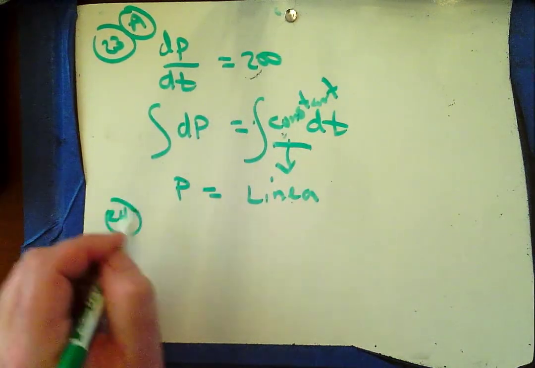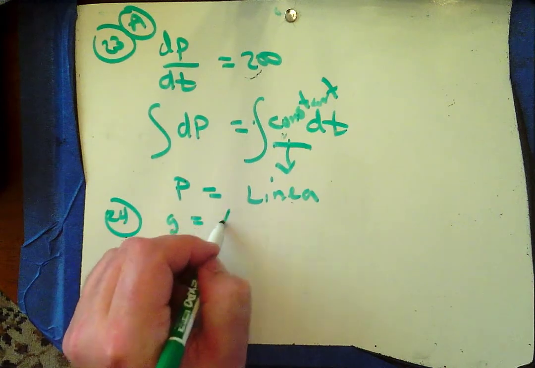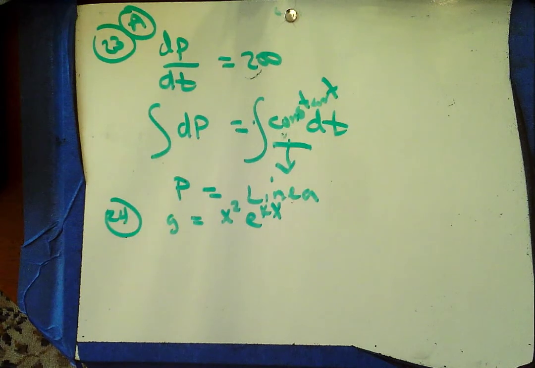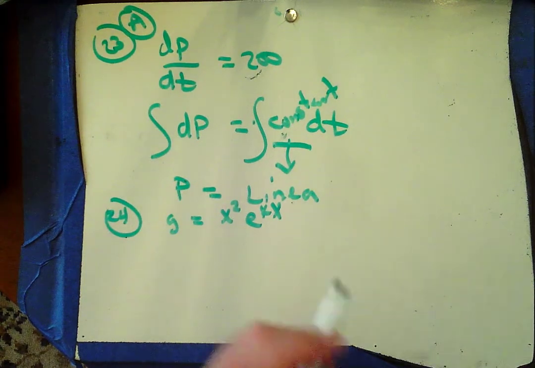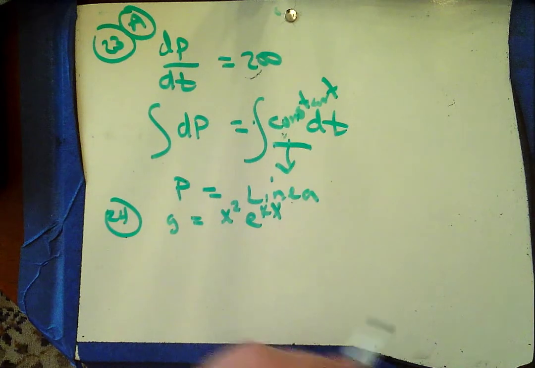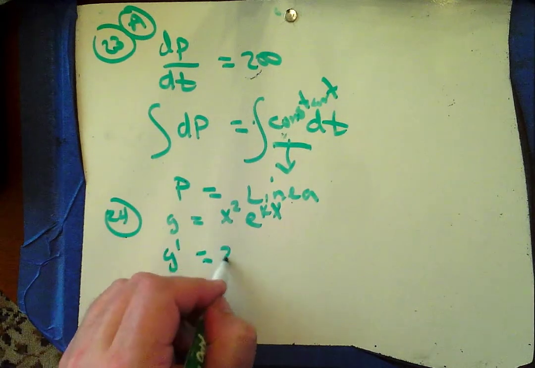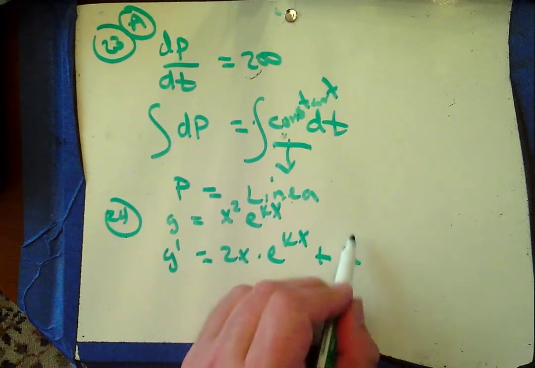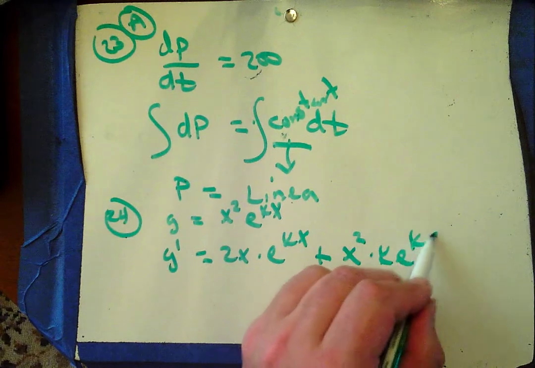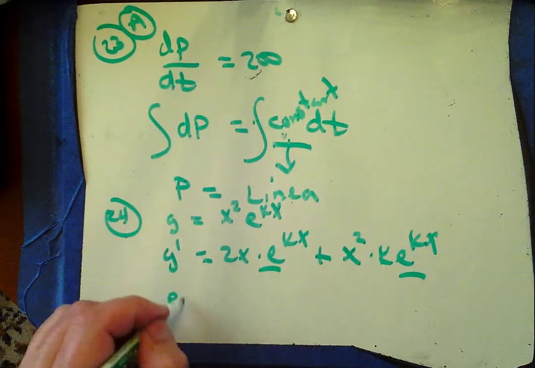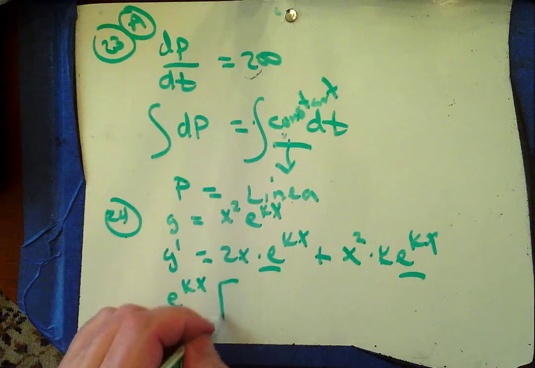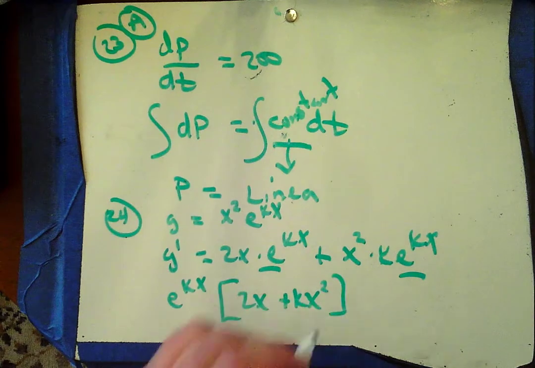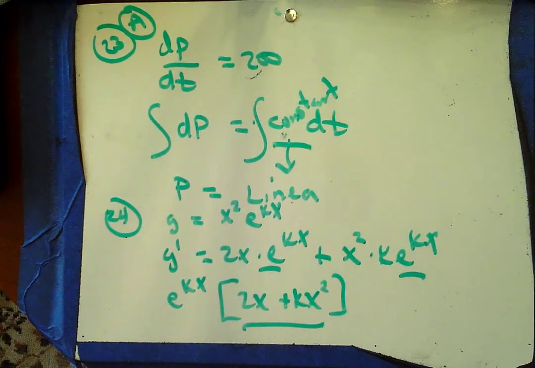24. G is defined as x squared e to the kx. For what value of k does G have a critical point at 2/3? Okay, so let's find G prime using the product rule. 2x times e to the kx plus x squared times k e to the kx. Let's factor out the e to the kx, and we're left with 2x plus x squared times k. And we want to set this equal to 0.